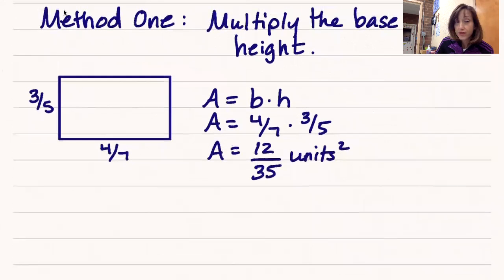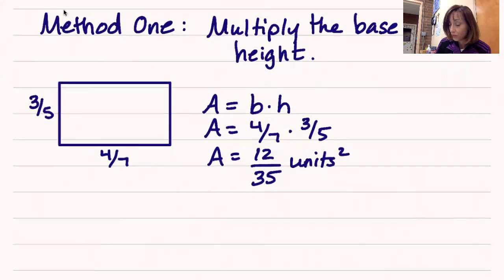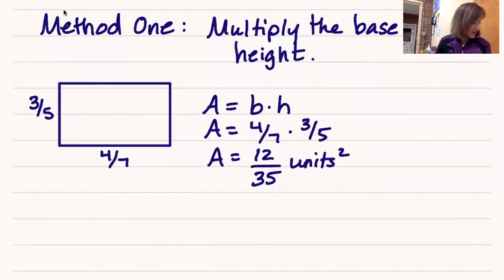Okay, so right there, that's as easy as it gets, multiplying base times height. And then, of course, don't forget to reduce your fractions. That's really important. There's no reducing in this case, so we're kind of off the hook.